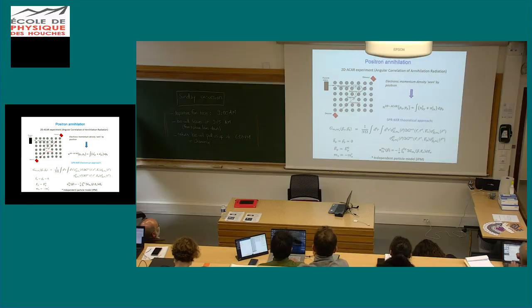So in the positron annihilation, we just treated the description of this 2D ACAR experiment, angular correlation of annihilation radiation, which is shortly sketched here. Having a positron source, a positron is sent to a sample, it's injected in the sample. After its thermalization, diffusion, it loses kinetic energy. At some moment, at some time, it's trapped.